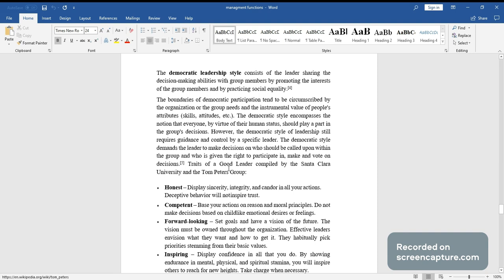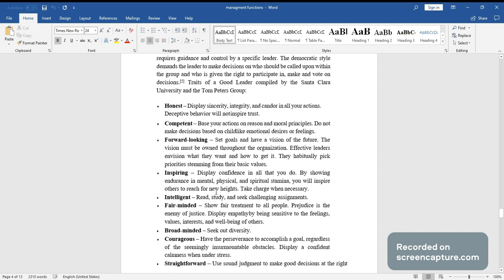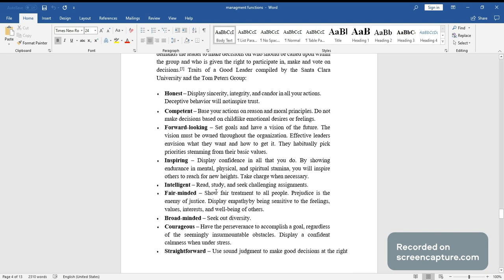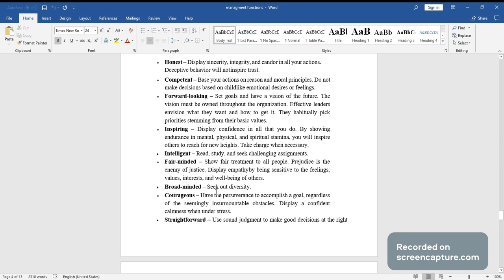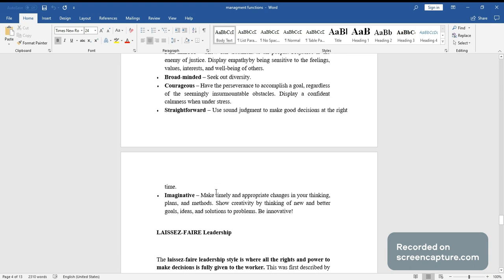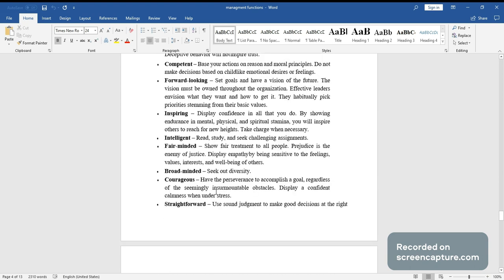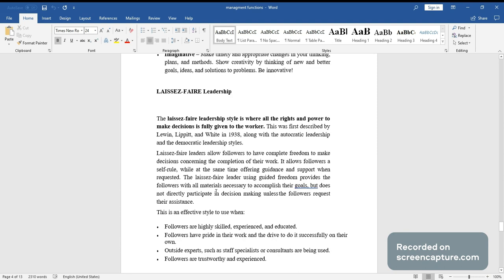Traits of a good leader include honesty, competence, being forward looking, inspiring, intelligent, fair minded, broad minded, courageous, straightforward, and imaginative. These are all different good qualities of leadership in a particular position.